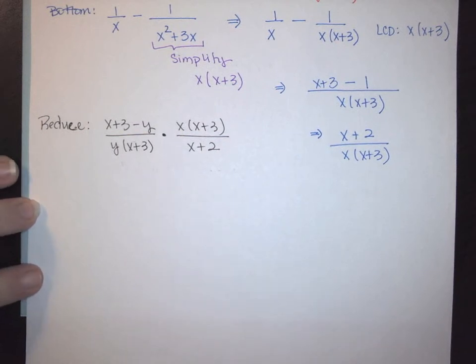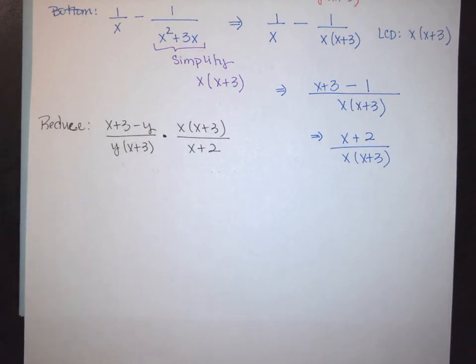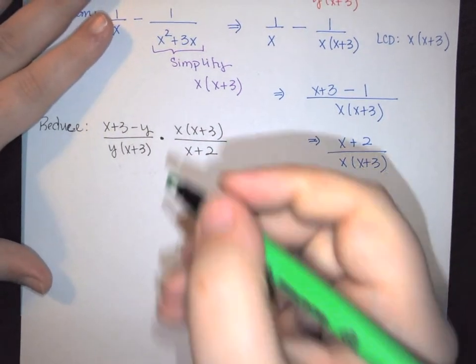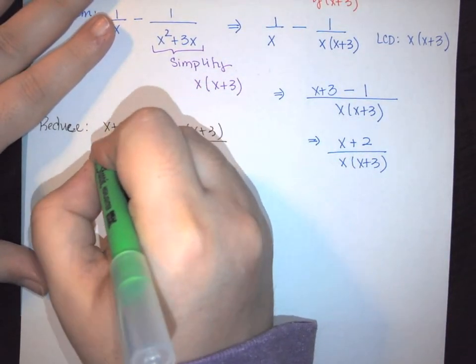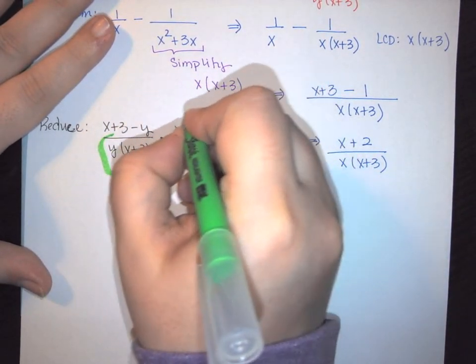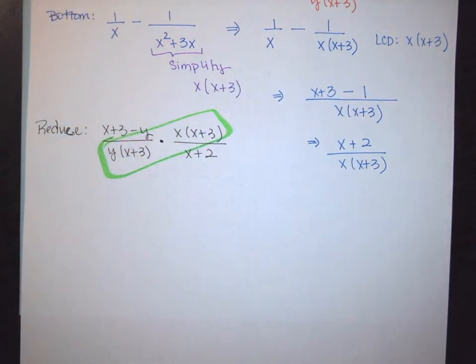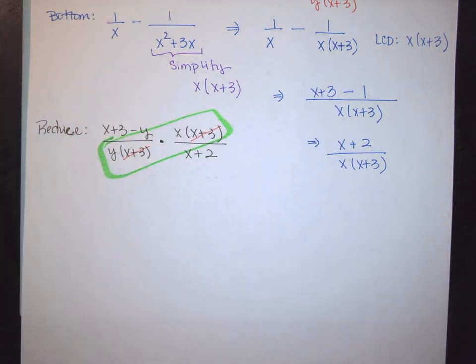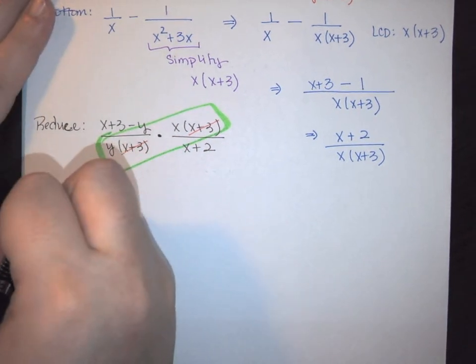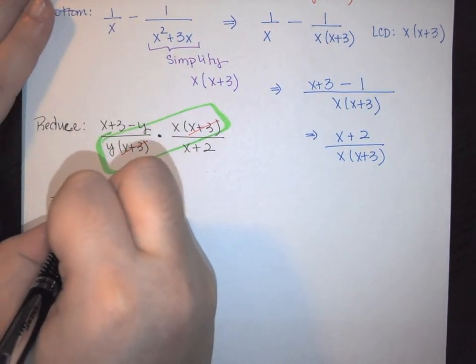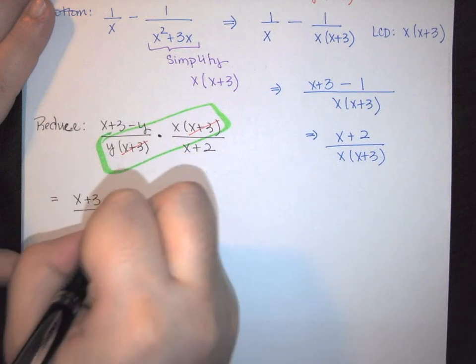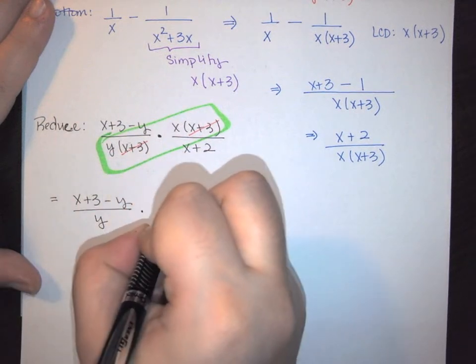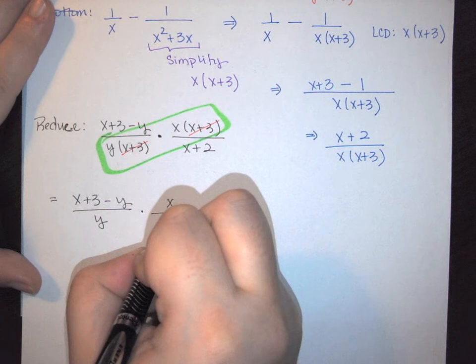The first thing we're going to look at, just like before, is simplifying. So we're going to go ahead and go with this diagonal, and we are going to reduce out what we can. So what you need to notice is that we have an (x plus 3) both in the top and bottom, so we can reduce that out. In doing so, what we are left with is (x plus 3 minus y) all over y times x over (x plus 2).